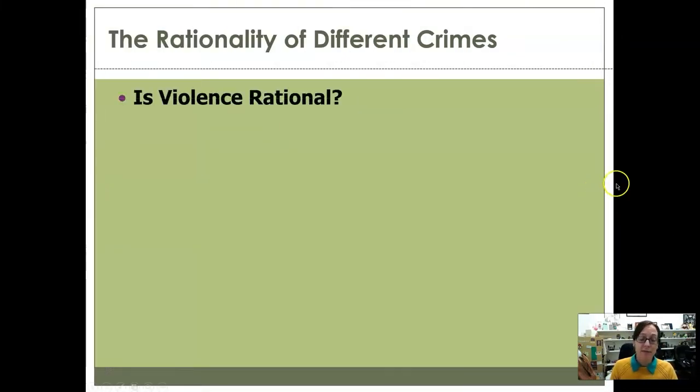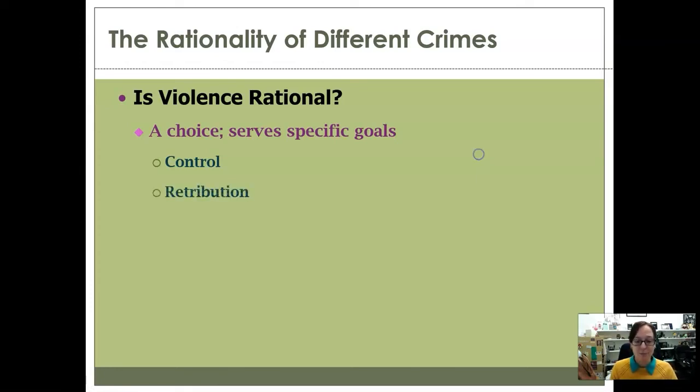So what about violence? Is violence rational? Well, it's certainly a choice, and it serves specific goals. So while sometimes violence is planned meticulously, and other times it could be like a passionate response to provocation, it's always a choice made to serve specific goals. So one goal is control. Control is very common where the purpose is to control the victim, especially if you think of domestic violence or rape. Control is often the goal.